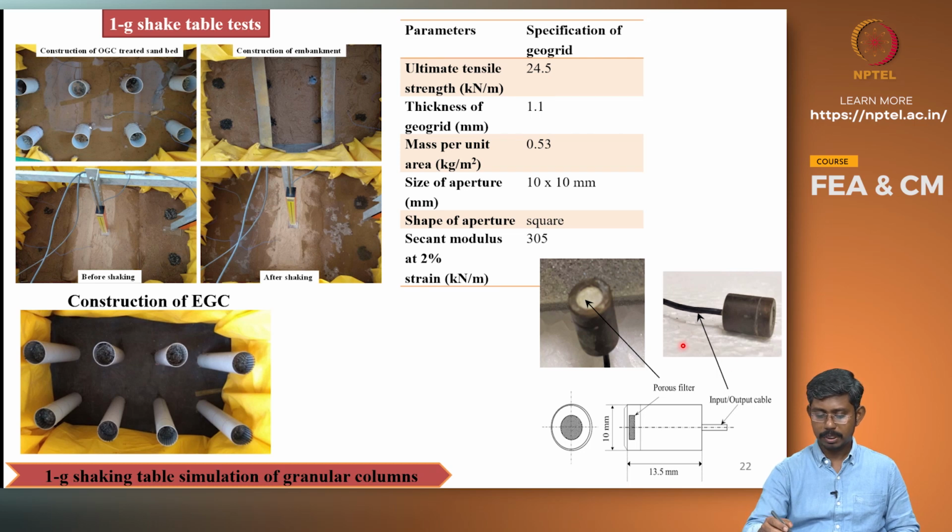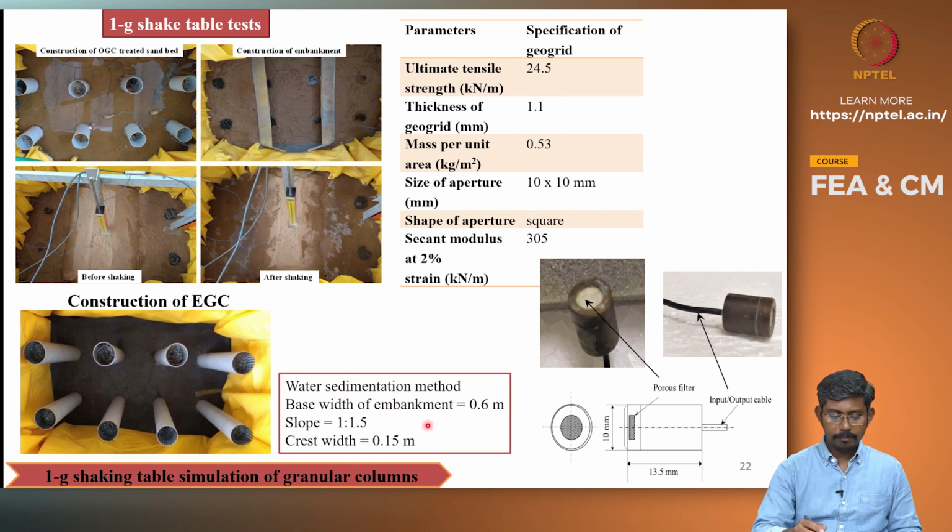and this is the pore pressure sensor that is used to measure the excess pore water pressure. This is a tiny sensor capable of measuring the pore water pressure up to 200 kPa. The base width of embankment is 0.6 meter and the slope is 1:1.5 and the crust width is 0.15 meter.